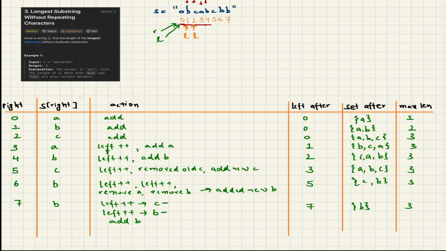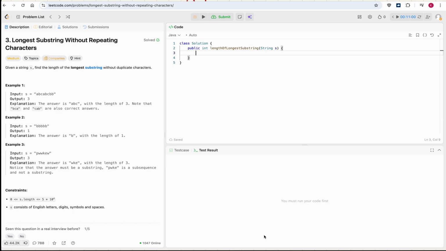So this was a dry run and the basic understanding of this. Now we'll move to code the same thing. Like we had discussed in the solution, we will store the characters which are currently inside the window in a set. So let's create a set.